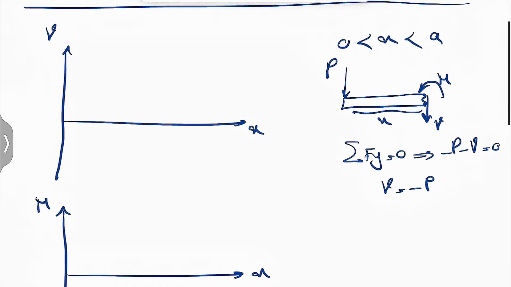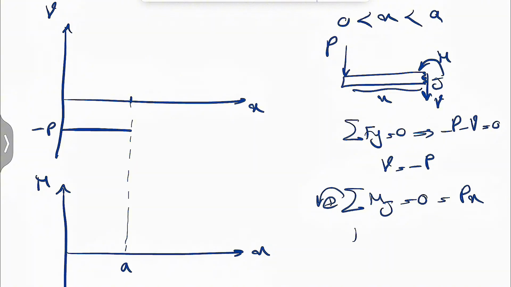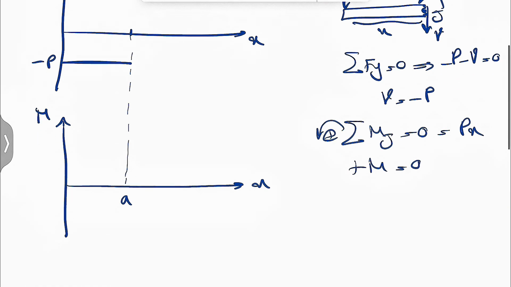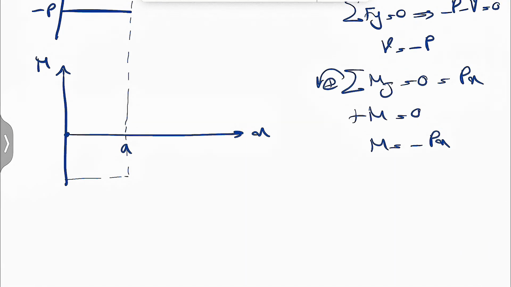So moving from 0 to a, we can call this point A. Our V is going to be negative P. So we have a constant value of negative P, and if we just do the moment about a point, let's call it J maybe. Counterclockwise positive, we have the moment of P, which is counterclockwise, so P times x plus M equals 0, and M would be negative Px.